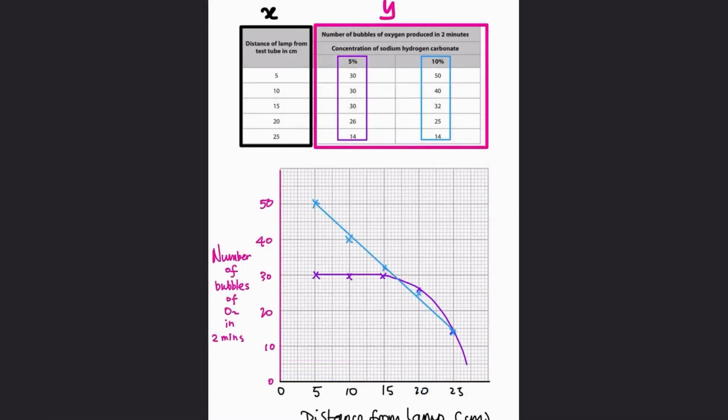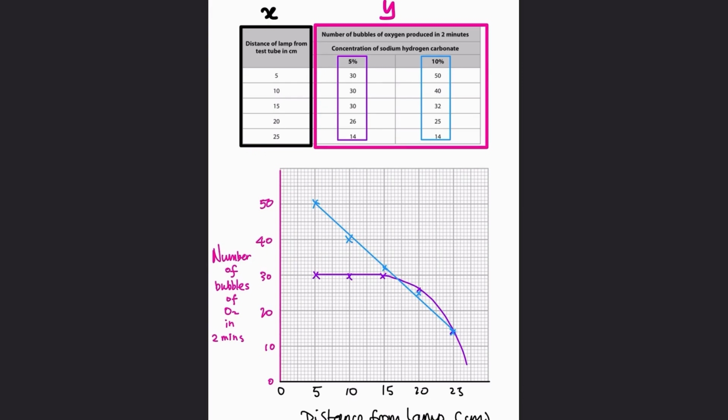What I've done here is I've plotted a graph to make sense of the data. Now, you're not asked to do this on the actual paper, at least not for this paper, but a graph really shows you how to understand what this experiment is telling you. Okay, now I've plotted the independent variable, which is the distance of the lamp away from the test tube on the x-axis, and then the dependent variable is the number of bubbles that they're counting, and of course they're counting it at 5% and 10% concentration. So that's the 2 colors, the blue and the purple, right?